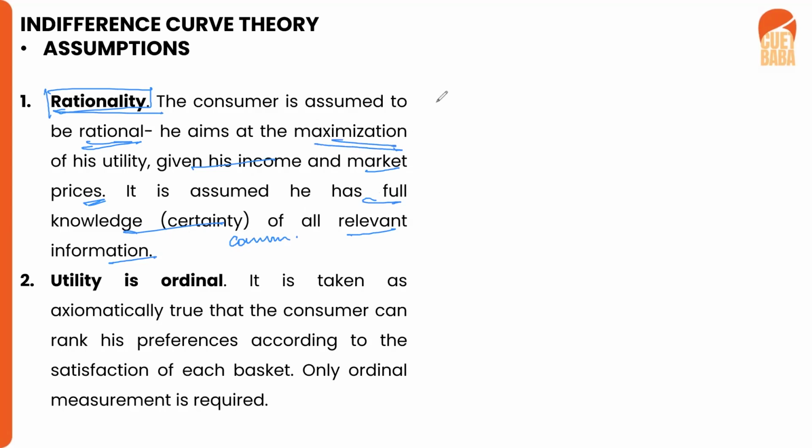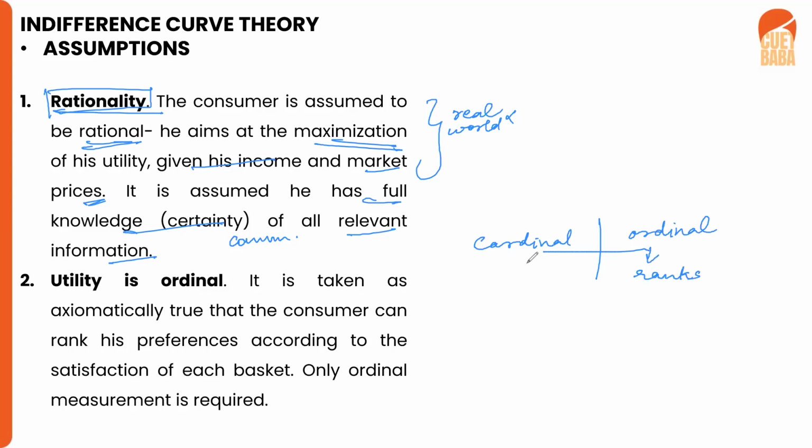So that might not be a case in the real world. Real world, there might be many other factors that might affect a person, but then here the assumption given is rationality, first one. Second one is utility is ordinal. So we had seen the difference of cardinal as well as ordinal, wherein here it is measured based on ranks and cardinal based on numbers. So I had also given an easy way to remember cardinal, that was cards, and so it has numbers, we can remember based on that.